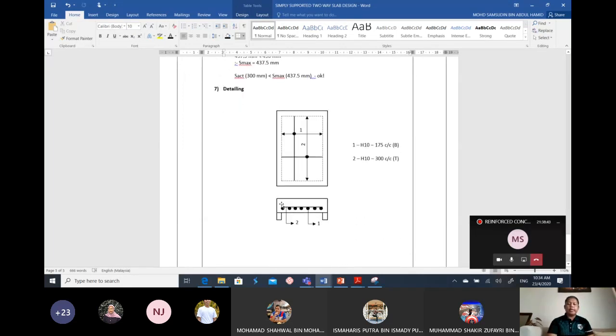Okay, the detailing. The bottom one is the X direction or short span. The top one is for the Y direction, the long span. So that is the example for the simply supported two-way slab.